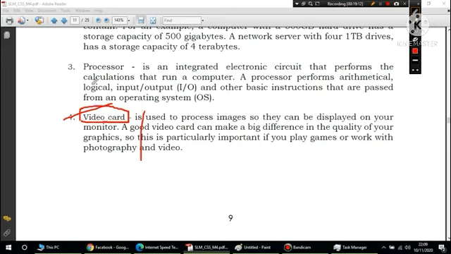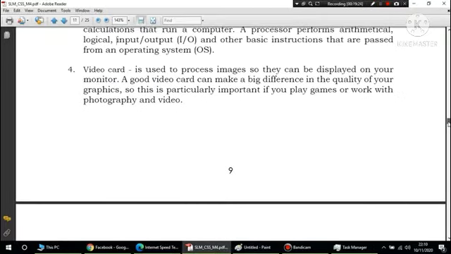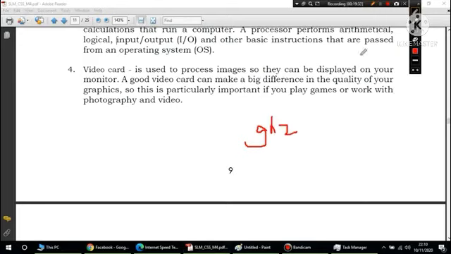Video card is used to process images to be displayed on your monitor. A good video card can make a big difference in the quality of your graphics. This is particularly important if you play games or work with photography and video.